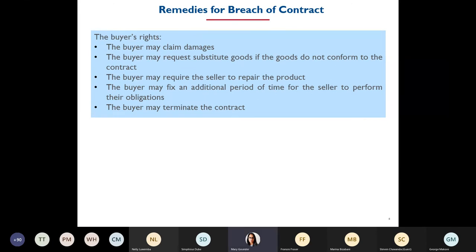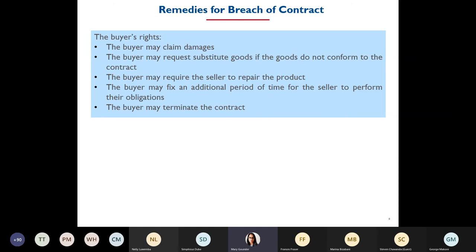Okay, so if you have sent me those 100 t-shirts and they're not blue, they're black, I may actually request substitute goods from you if they do not conform to the contract. So I may say to you, okay, the t-shirts are black, I cannot sell them, so I'm going to return them and I will wait for the blue t-shirts that I requested. So you need to let me know whether or not you can substitute the goods and make those 100 blue t-shirts. If you cannot, then I would have to claim damages from you and you would have to make some sort of payment to me for the goods.